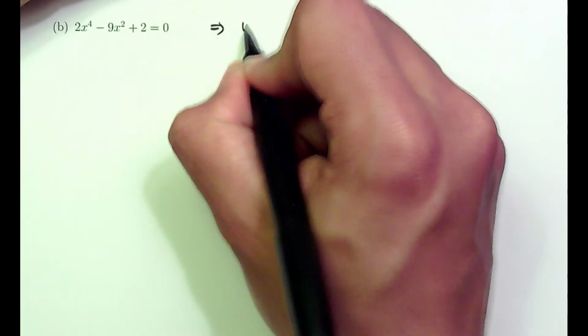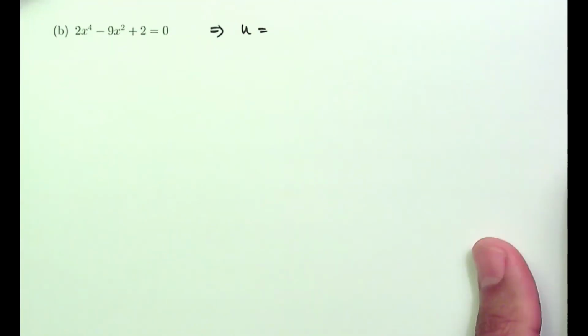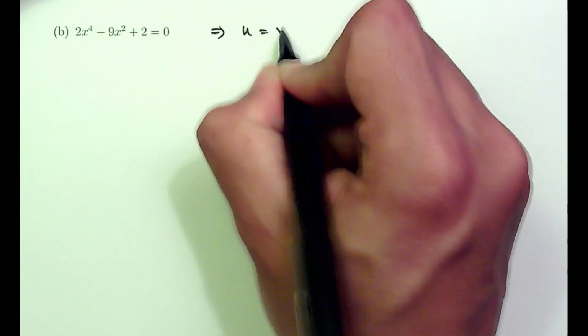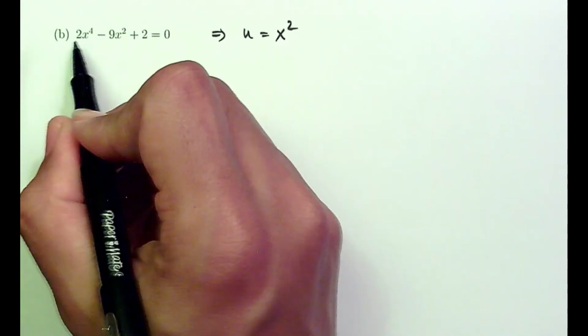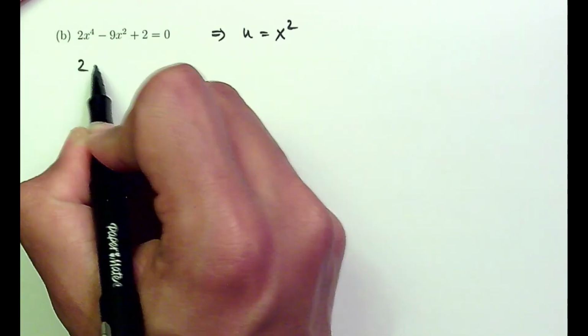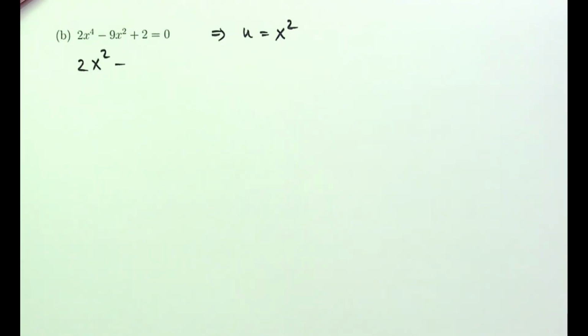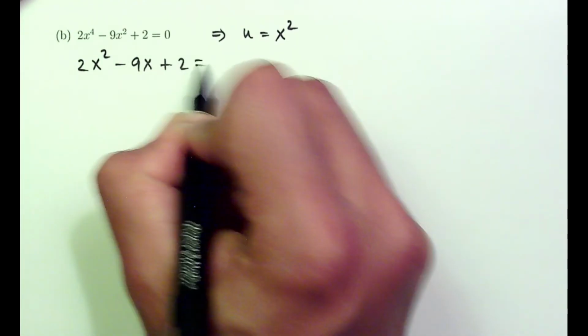So we're gonna let u be equal to the middle term, ignoring the coefficient. So we're gonna ignore the negative 9, so the u is going to be x squared. And that's the substitution that we should be making. With that substitution, this equation is going to become 2x squared, because squared is 4, minus 9x plus 2 equals 0.